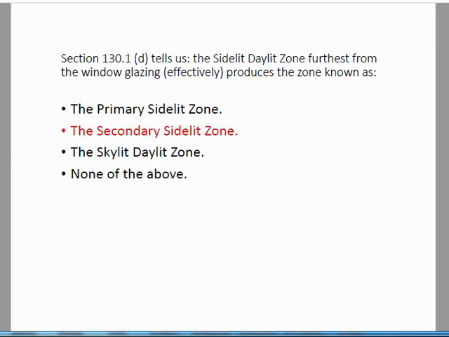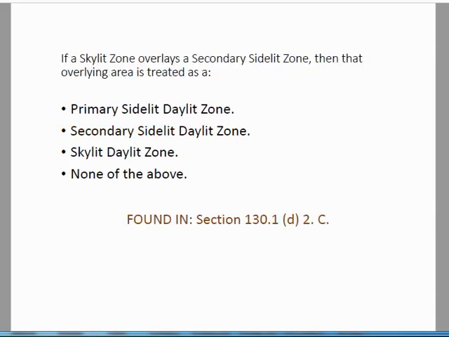window is the secondary side-lit zone, which is actually a continuous zone 2 window head heights deep into an area, and the primary side-lit zone lays on top of it and trumps that portion of the secondary side-lit zone, so that in effect you have a secondary side-lit zone that is between 1 and 2 window head heights deep into the room. And speaking of these orders of precedence, if a skylit zone overlays a secondary side-lit zone, then that area should be treated for control like which of these?